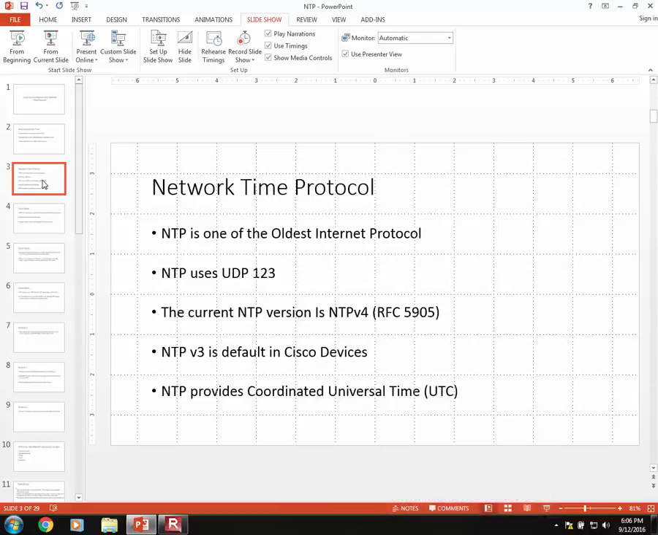So to do this, we use what's called network time protocol. It's one of the oldest internet protocols, and it uses UDP on port 123. The current version is NTP version 4. We're going to talk a little bit about version 3 and version 4 in this lecture. Version 3 is the default for Cisco devices, and NTP provides time referencing the Coordinated Universal Time, or UTC.